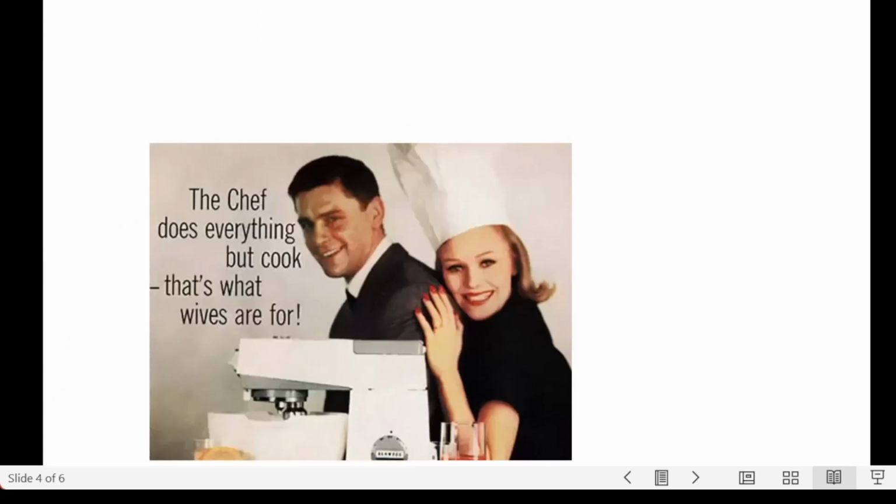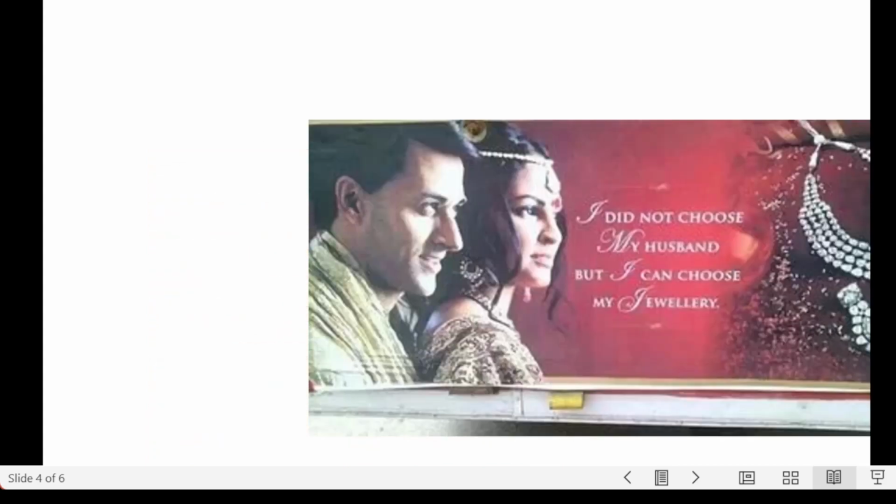"The chef does everything but cook. That's what wives are for." This is stereotyping the woman, and they are trying to sell the product by stereotyping the woman. "I did not choose my husband, but I can choose my jewelry." Now here, the paternalistic and male dominant society is being glorified. That's again a very bad representation of the society, and these things should be brought to the notice of the authority for a proper action.